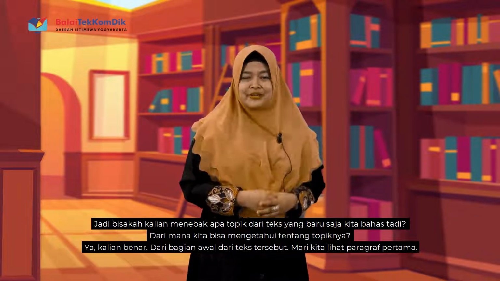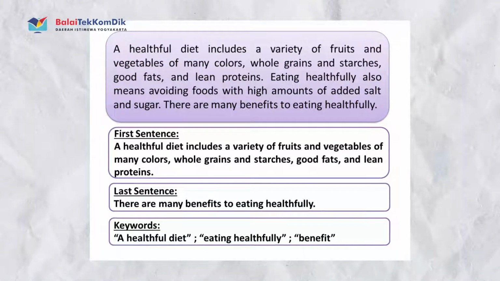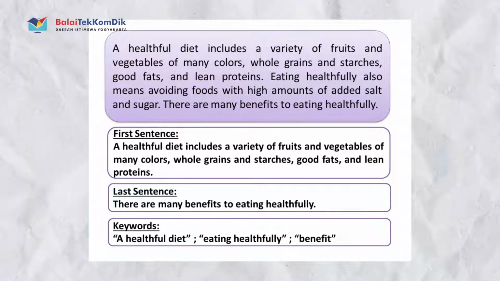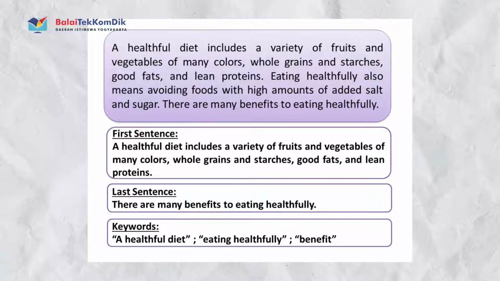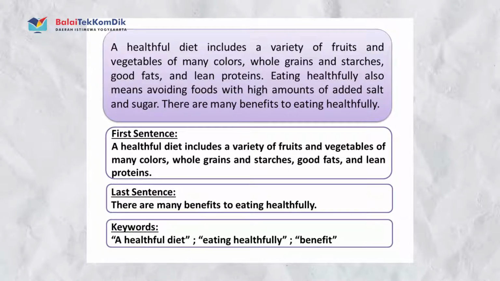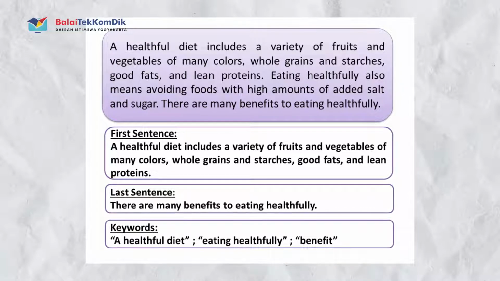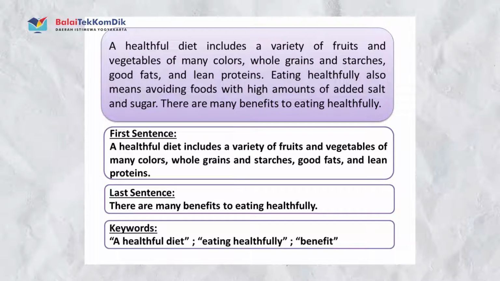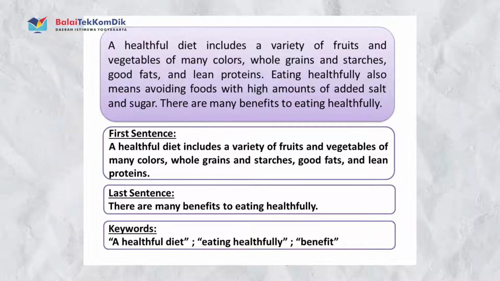Let's check the first paragraph. Here is the opening paragraph of the text. The first sentence of the paragraph is: a healthful diet includes a variety of fruits and vegetables of many colors, whole grains, good fats and lean proteins. While the last sentence is: there are many benefits to eating healthfully. There are some similar words that can be the keywords, such as eating healthfully, healthful diet, and benefit.